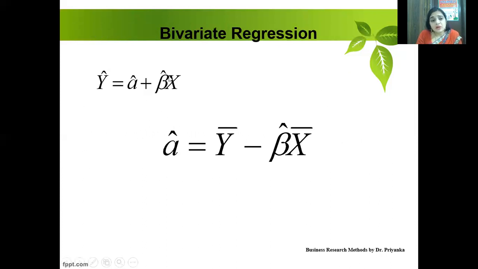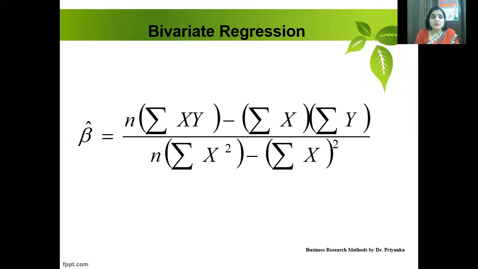And this is your y cap is equal to a plus bx. We have already discussed it, and generally a would be calculated with the help of y bar minus beta x bar, right? And here is the formula for beta: it would be n into summation of xy, minus summation of x into summation of y separately, divided by n into summation of x square minus summation of x the whole square. There is a difference between the two terms and we might mistake it sometimes, so you have to take care of this. Here it is summation of x square minus summation of x the whole square.